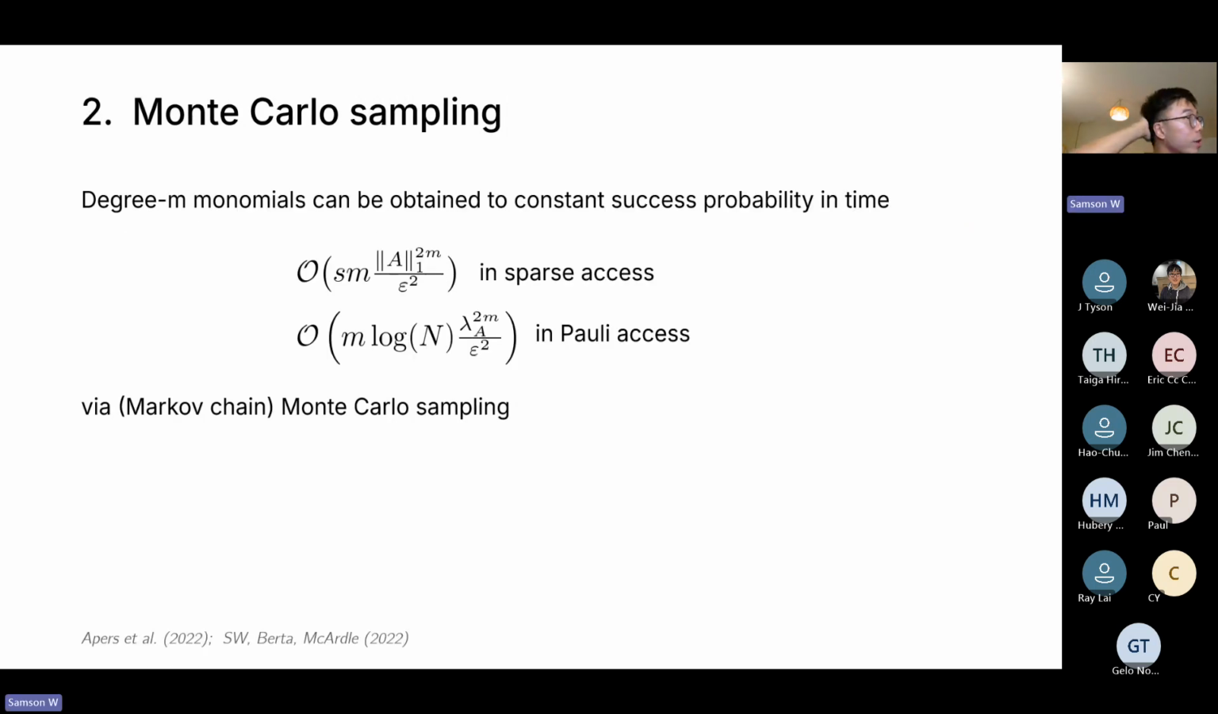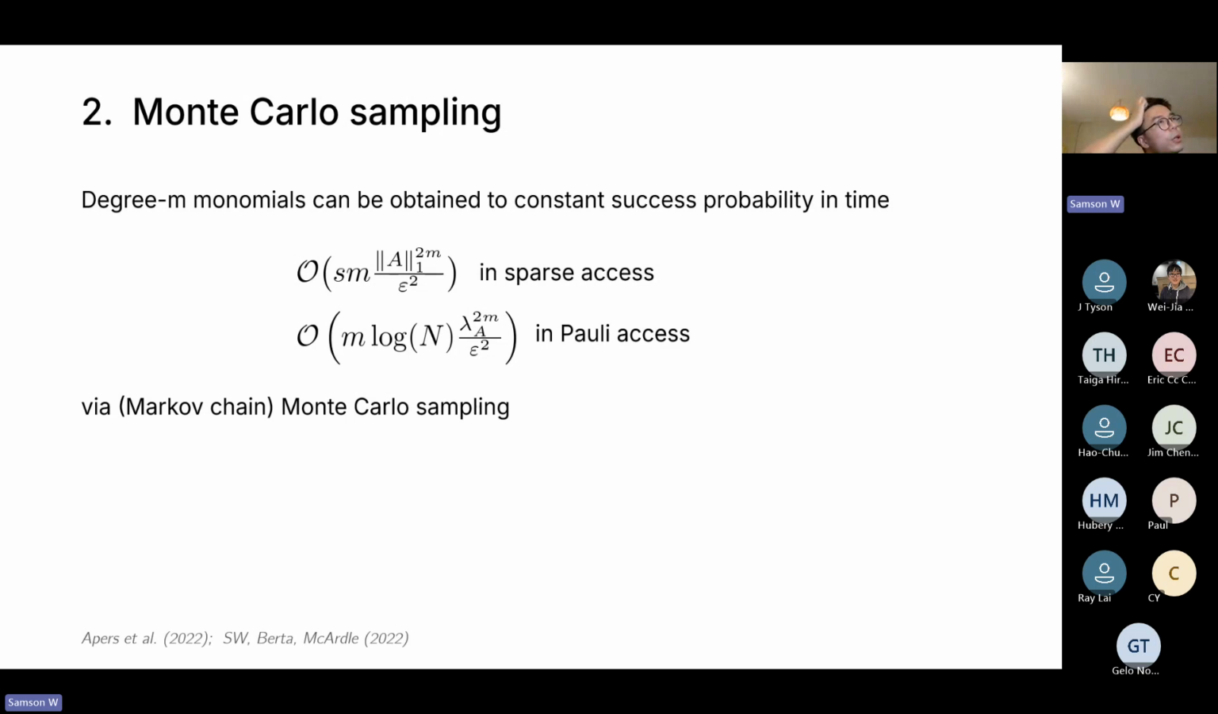The second tool we use at length is Monte Carlo sampling ideas, which have been around for a while, which is that you can get a degree m monomial with a Monte Carlo sampling routine. The way to do this is that if you can normalize your matrix with a sufficiently large norm, then you can sample from matrix monomials and then use those monomials to build other functions. The relevant norm in sparse access is the induced one norm of the matrix A, which is the largest column sum of the matrix. And in Pauli access, there's an analogous norm, the Pauli norm, which is the one norm of the Pauli coefficients.